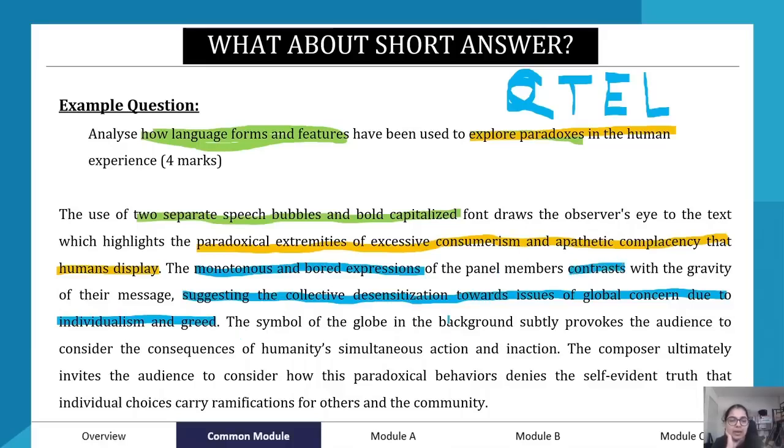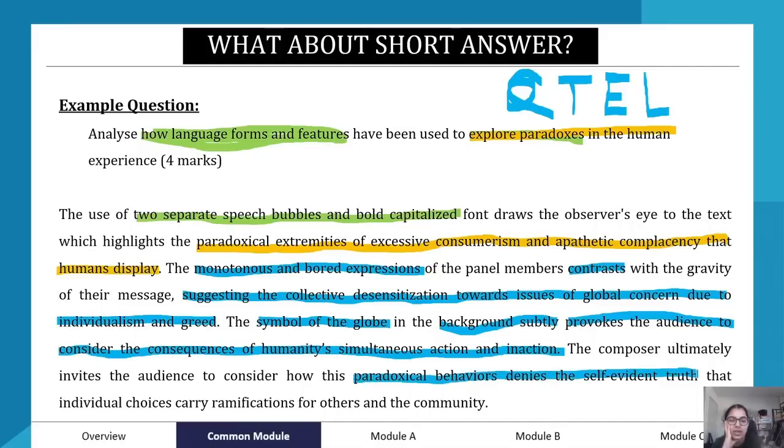The symbol of the globe in the background subtly provokes the audience to consider the consequences of humanity's simultaneous action and inaction. Now, symbolism is also a technique. And this is the evidence. It's in the background, and then it provokes the audience. So that's the link part of it, to consider the consequences of humanity's simultaneous action and inaction. And that's the effect. And finally, the composer ultimately invites the audience to consider how this paradoxical behavior denies the self-evident truth. So this is a clear link back to the question, as I'm sure you can tell.